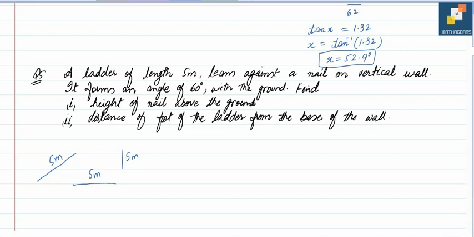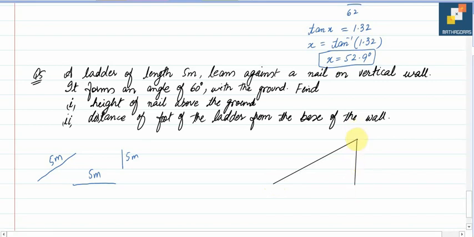Now I'm going to plot my figure. So that is my ladder, right? It leans against a nail on a vertical wall. So that is a nail on the vertical wall. It forms an angle of 60 degree with the ground. Now the ladder makes an angle of 60 degree with the ground. The length of the ladder is known, that is 5 meter, right? Find the height of the nail. Nail is right here, so I say N. So you need to find the height of the nail, that is X, and the distance of the foot of the ladder from the base of the wall. Now that is the foot of the ladder, right? So you need to find the distance Y. So that is your question.